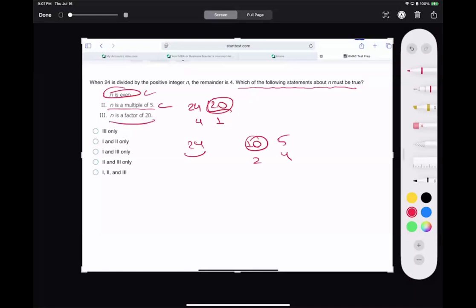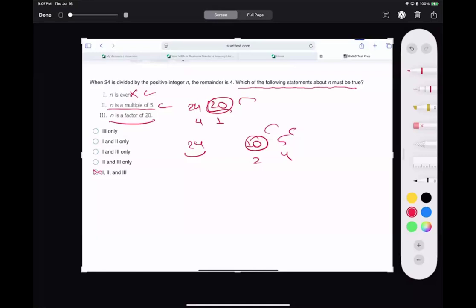N is a factor of 20. It is? If n is 20, 10 or 5, is that right or not? 5 is not even. So n is not necessarily even. Do you guys agree?